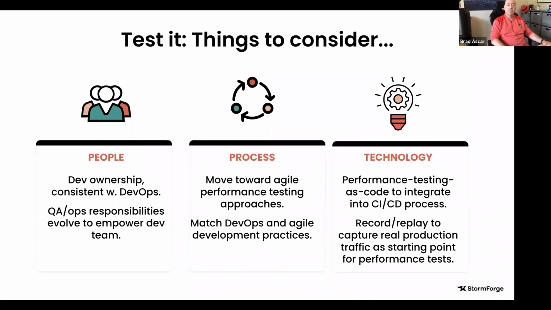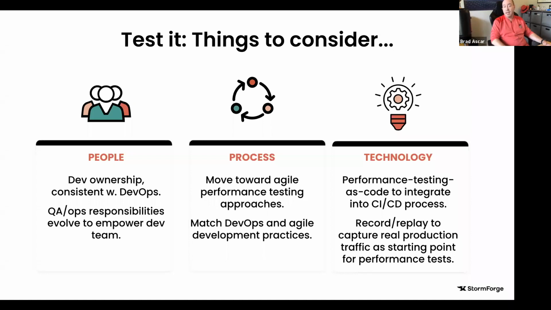On the people side, it's developers' ownership, consistent with DevOps, right? That performance is part of their regular everyday job. And QA's responsibilities evolve to empower the dev team. Sometimes that is them helping directly and helping to create those things, but ultimately it's all about working together to make performance a central part of what you're doing.